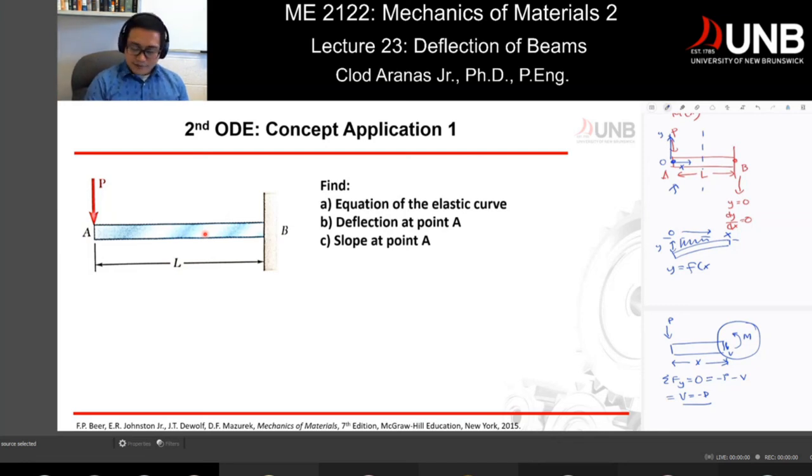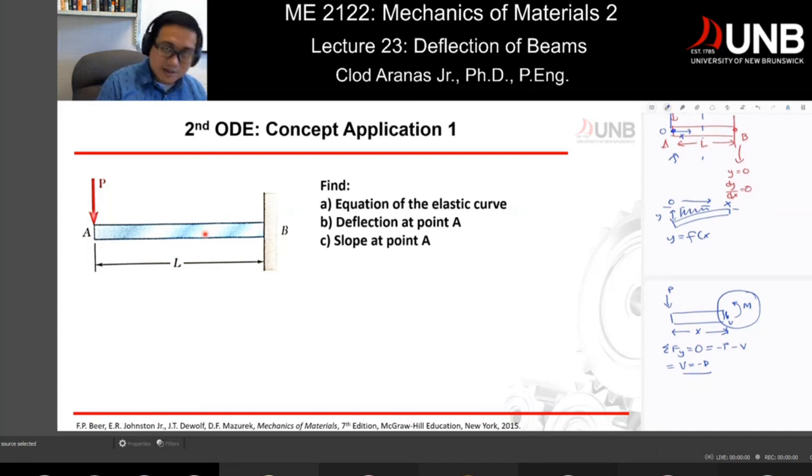But we don't need V for now. We need M. So let's get the moment. How can we get the moment at this point? So let's get the moment at this exact point.